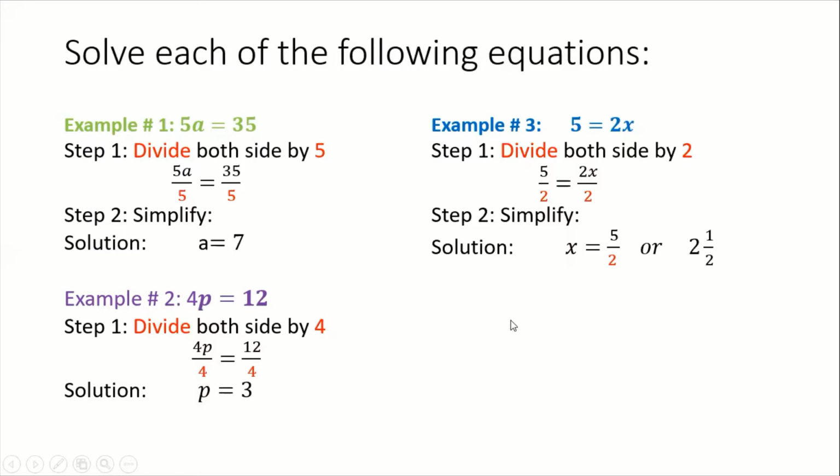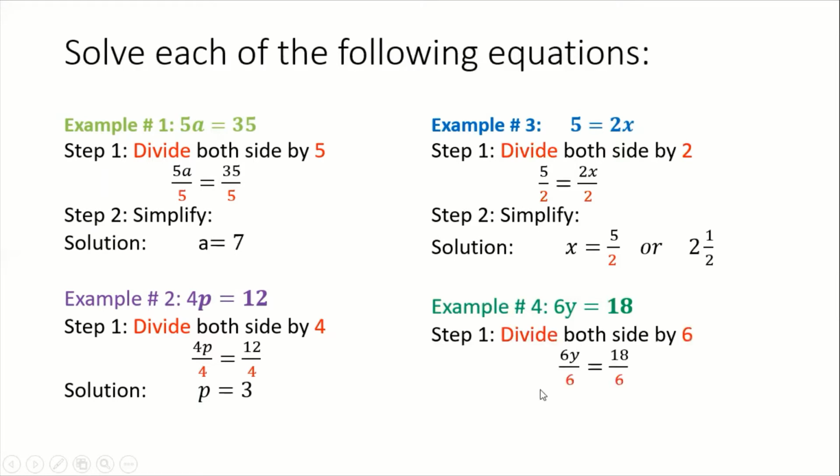All right, let's look at our final example. We have 6y is equal to 18. What is our objective? We want y by itself. How can we get y by itself? By doing the opposite of multiplying by 6, which is to divide both sides by 6. How do you state this? You would state this as 6y all over 6 is equal to 18 all over 6.